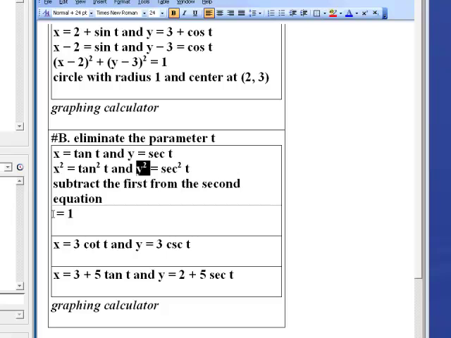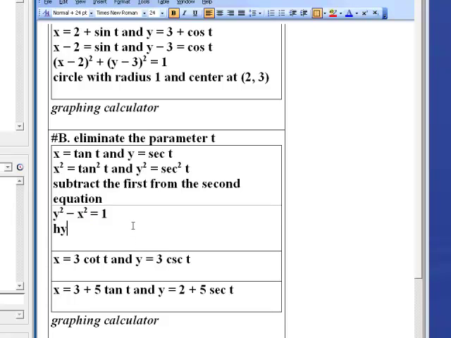So we're going to have y squared minus x squared, there we go, and that will be our hyperbola with center at the origin, zero. Okay.